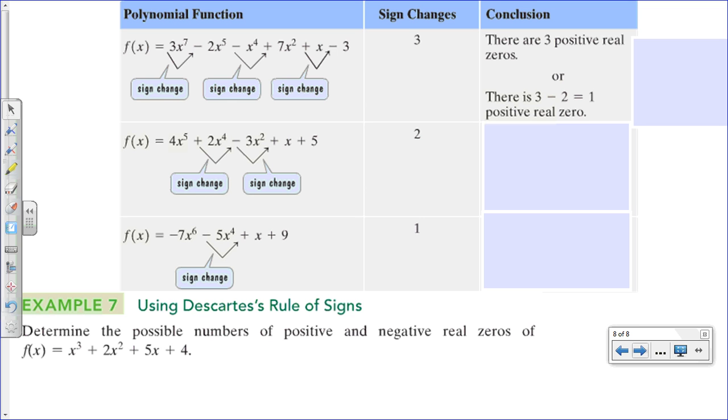So if you have 3 sign changes, that means you could have 3 positive real zeros or 1. Now, that is the problem that we just did.